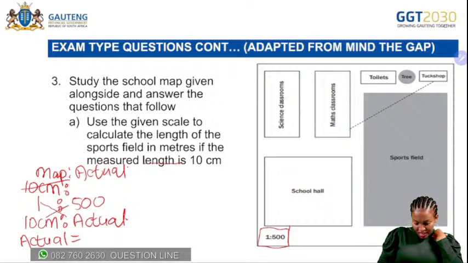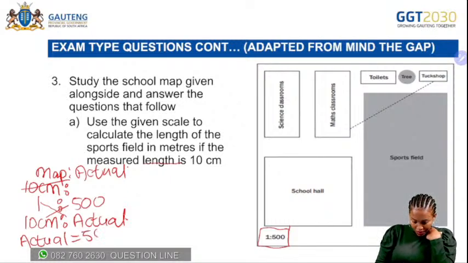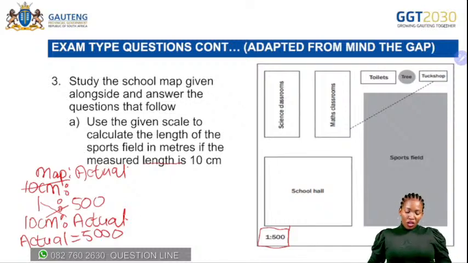And then we've got 10 times 500. You use your calculator. You say 10 times 500. The answer is 5,000. But remember, guys, you multiply it with centimeters here. So the answer is actually 5,000 centimeters. But what was the question? The question is that you must calculate the length of the sports field in what?